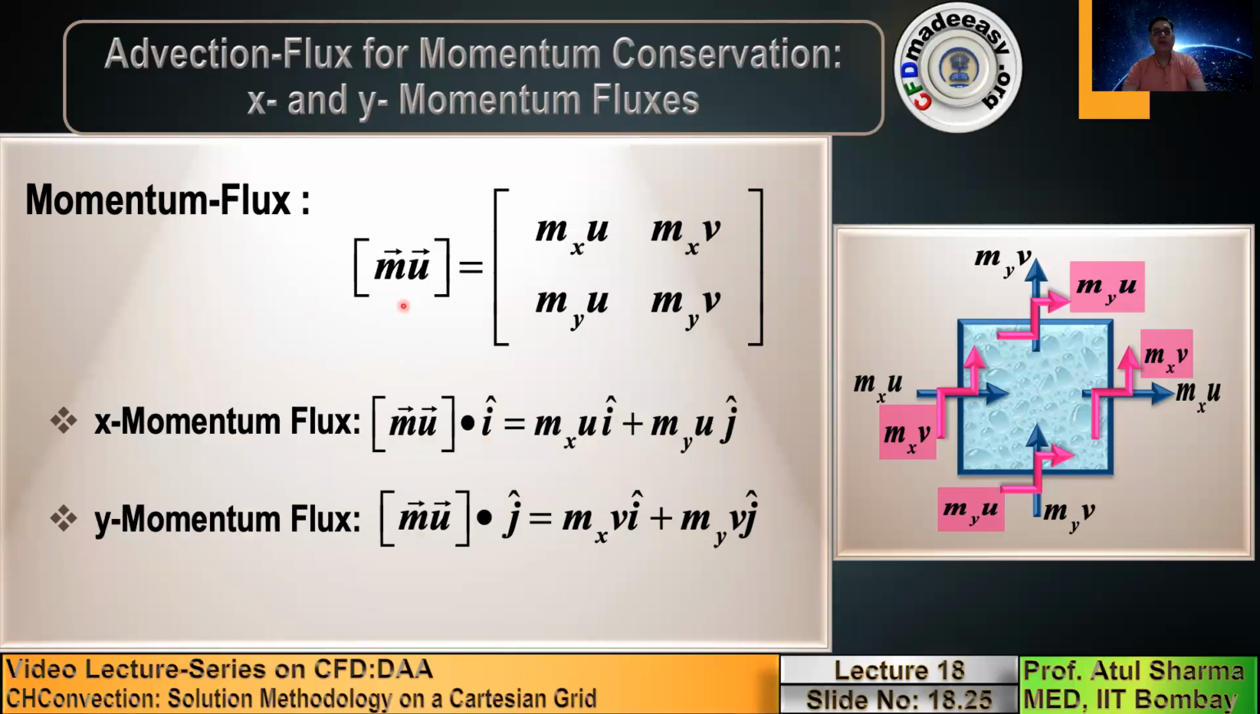M vector u vector, as I mentioned, is a second order tensor. Wherever the second order tensor is represented by a square bracket, in a 2D case, it has 4 components, where the first column represents the x momentum flux, and the second column represents the y momentum flux. Note that in a scalar law, that is the mass and energy conservation law, the flux is a vector. In a momentum conservation law, which is a vector law, the flux is a second order tensor.